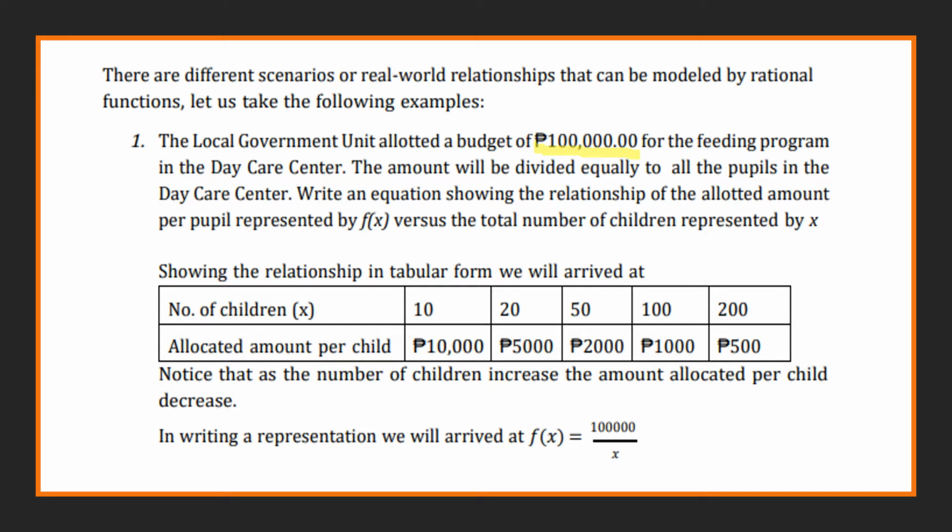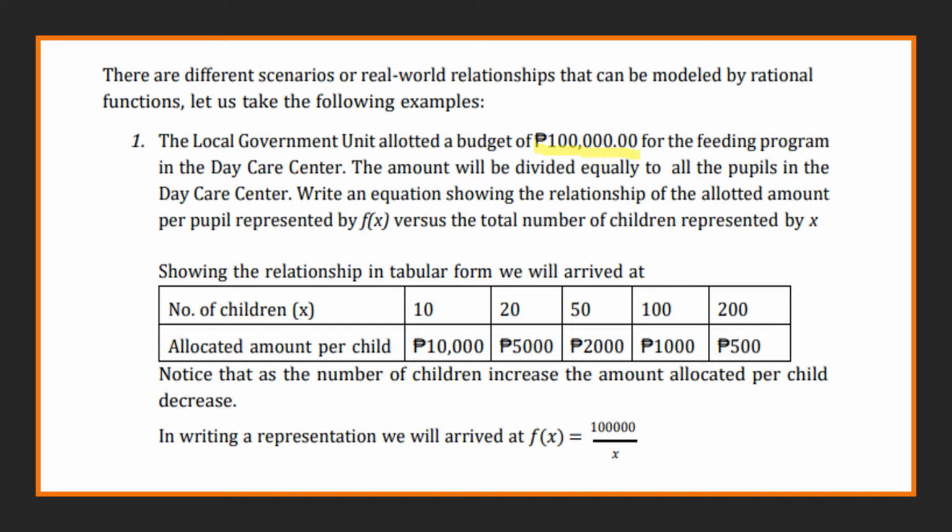So for the second column, we'll have 100,000 pesos divided by 20, you'll get 5,000. And then 100,000 divided by 50, that will be 2,000. And then 100,000 divided by 100, 1,000, 100,000 divided by 200, that's going to be 500. So notice that as the number of children increase, the amount allotted per child decrease. So habang dumadami yung naghahati dun sa amount, lumiliit yung amount ng bawat tao or bawat batang makakatanggap ng amount per child.